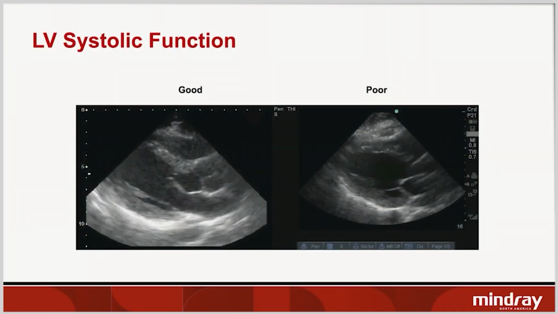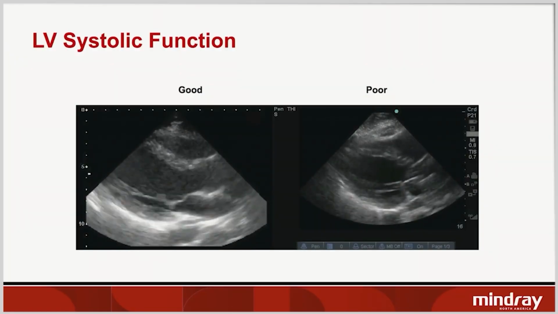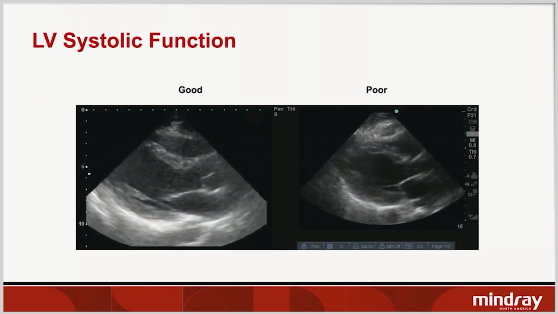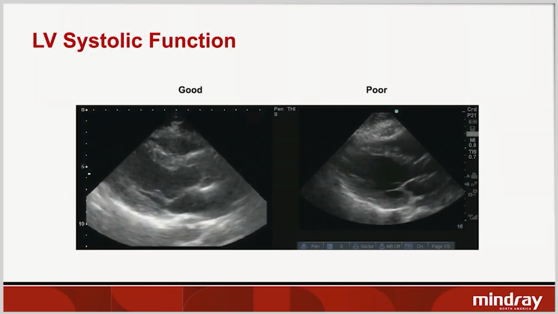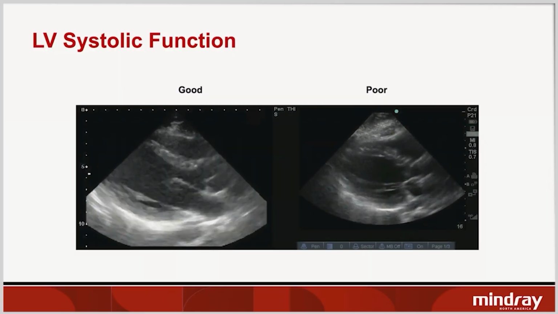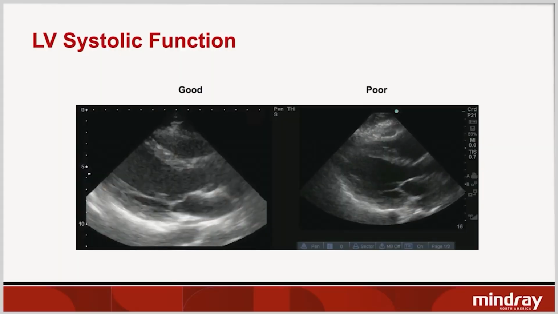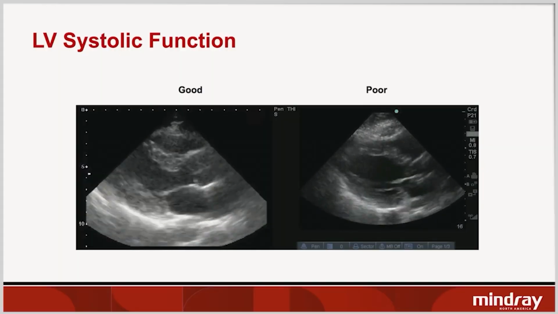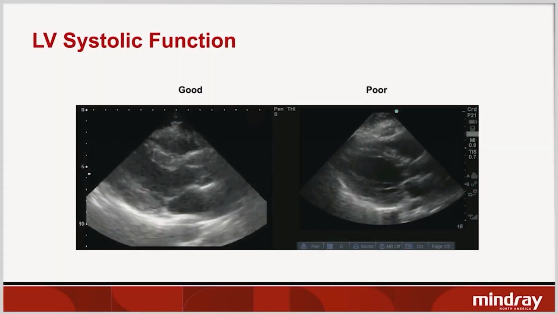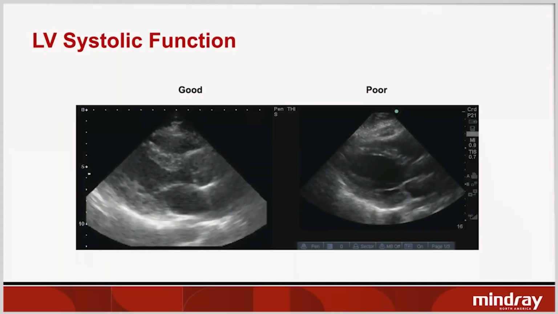Her heart could look like either one of these, right? So we know that 50% of the people who show up with pulmonary edema with heart failure have preserved ejection fraction. So if you're just looking for poor LV systolic dysfunction, then you're going to miss half the patients, right? So the one on the right is easy to recognize. That's poor function. What about the person on the left? They need some more measurements, right?